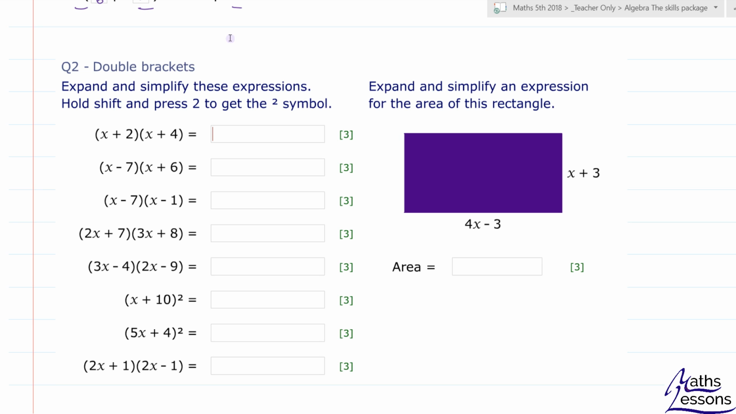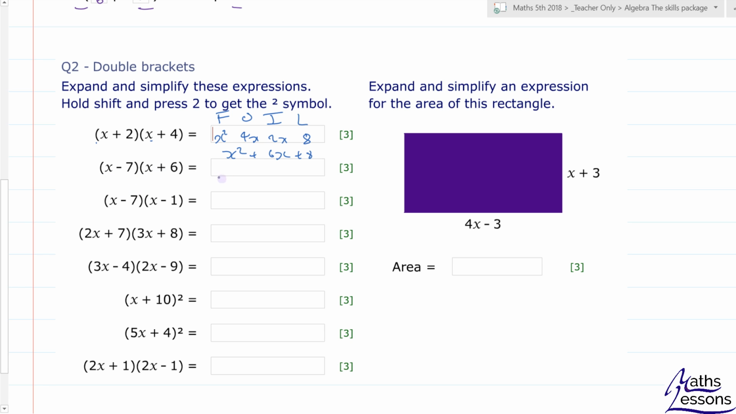Right, let's expand these. So first two things, x times x, x squared. Outer two things, x times 4, 4x. Inner two things, 2x. Last two things, 8. That gives me x squared plus 6x plus 8.